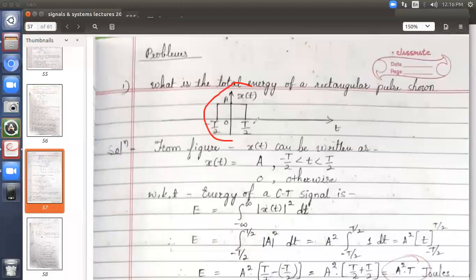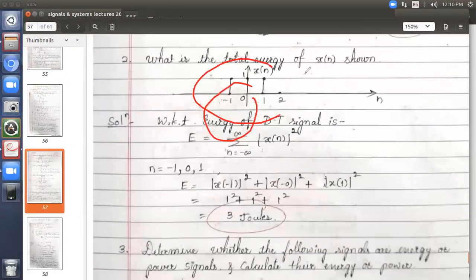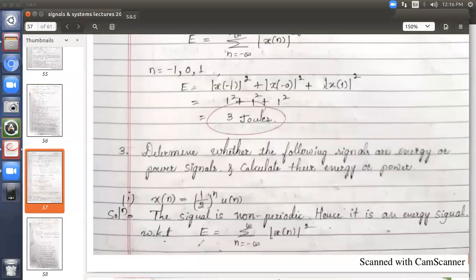Question number 1 is also a limited pulse, and question number 2 also has a certain limited range. And second thing, they are not periodic; they are not repeating over any infinite range. Because of that, no power calculation, we directly go for energy calculations. Let us take the problem.